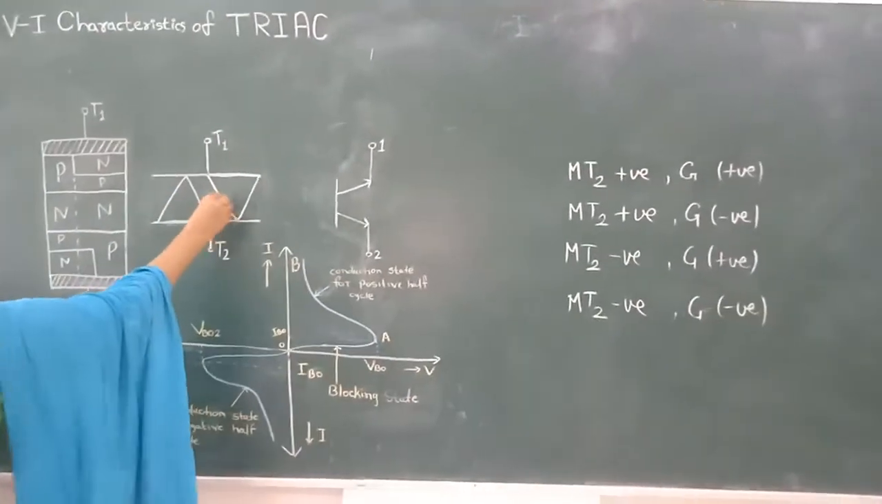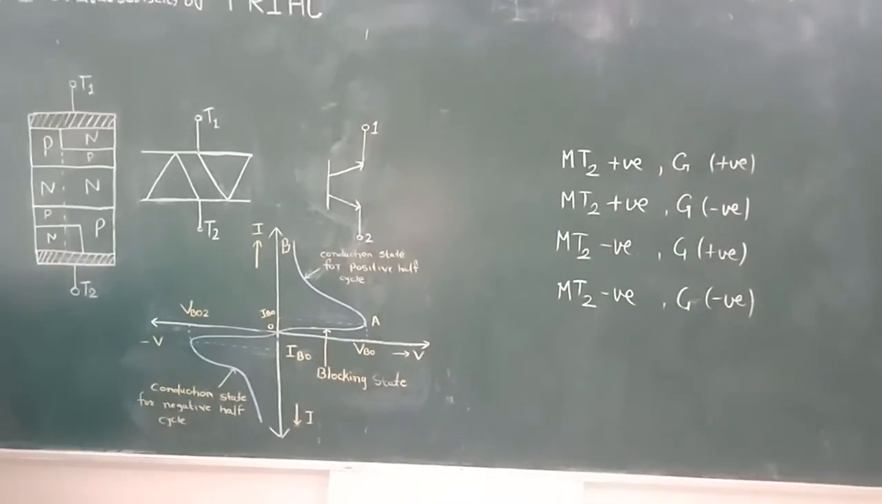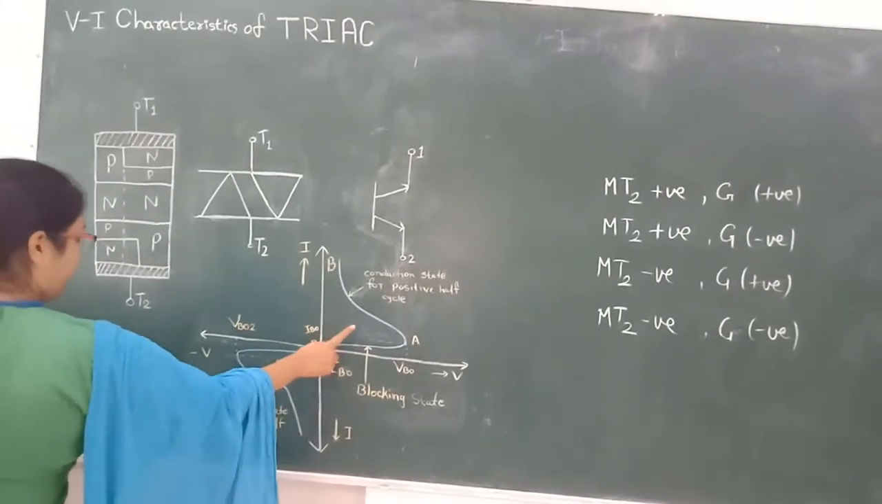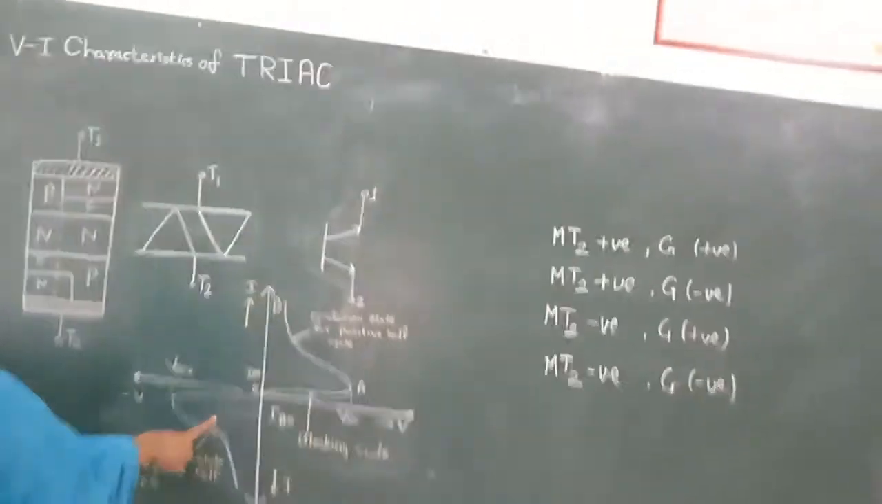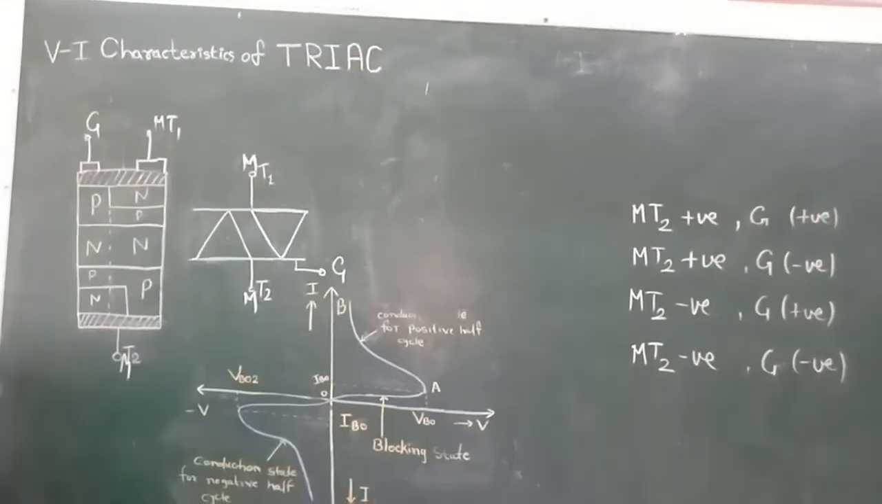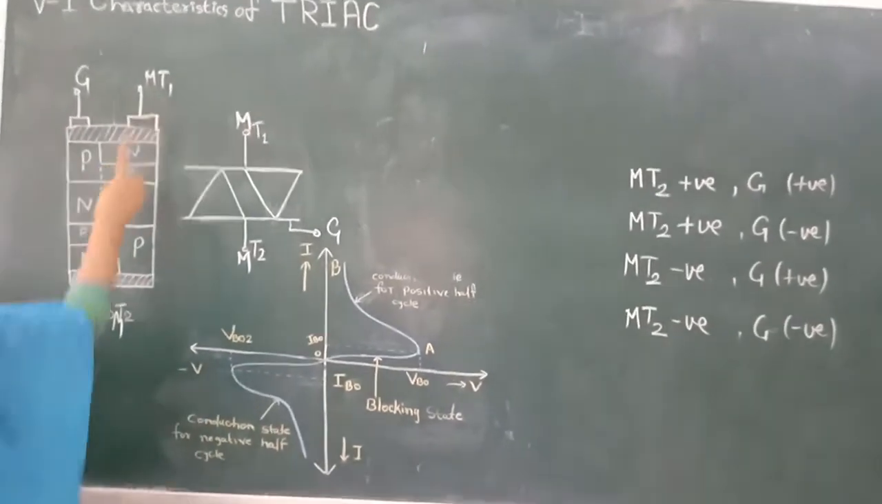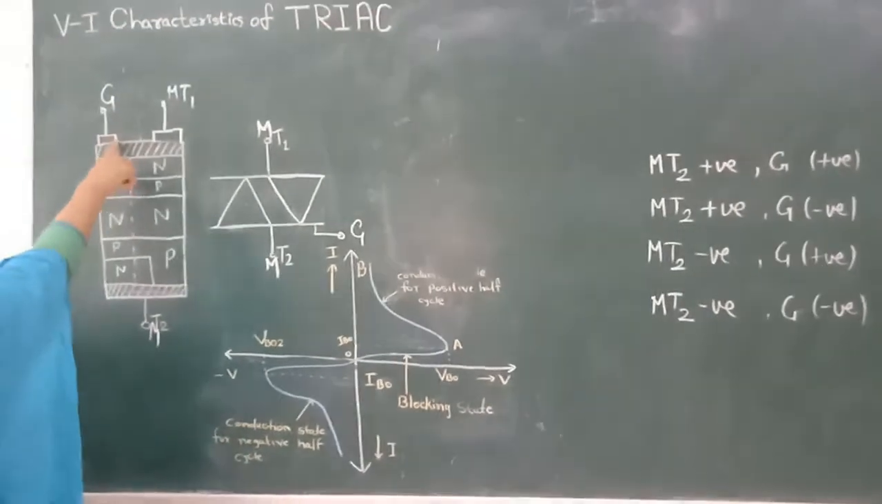These two anti-parallel SCRs conduct in both directions, in the first quadrant as well as in the third quadrant. It has three terminals, namely MT1, MT2 and gate.